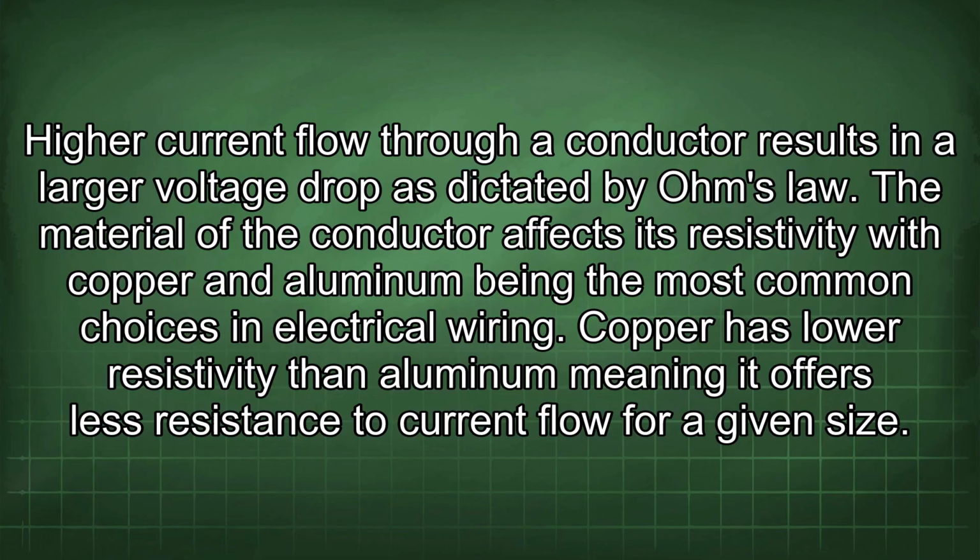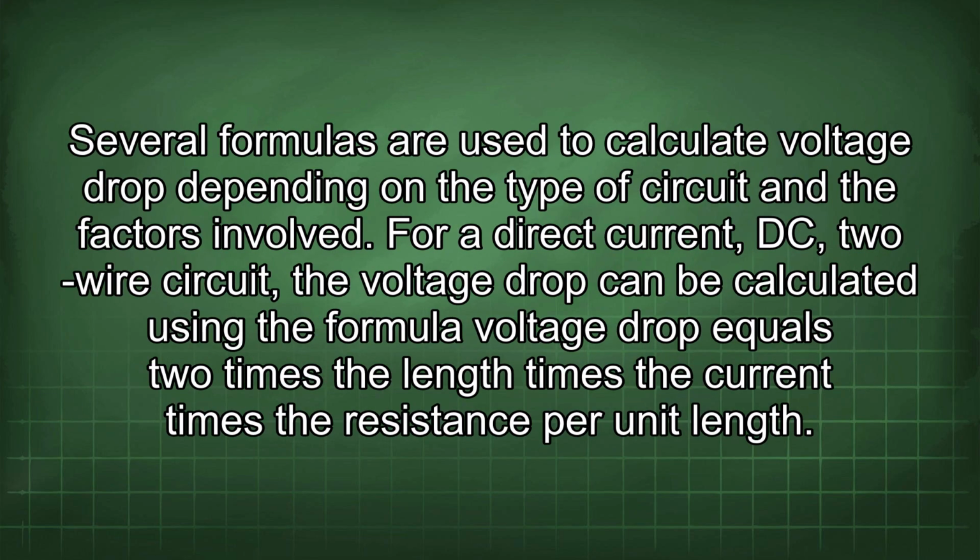The material of the conductor affects its resistivity, with copper and aluminum being the most common choices in electrical wiring. Copper has lower resistivity than aluminum, meaning it offers less resistance to current flow for a given size. Several formulas are used to calculate voltage drop depending on the type of circuit and the factors involved.